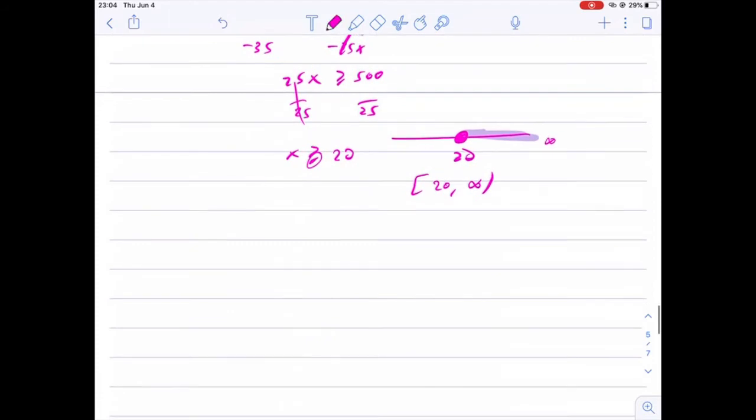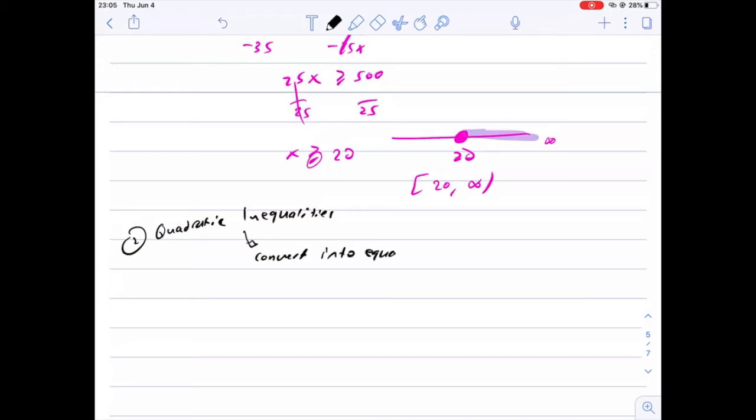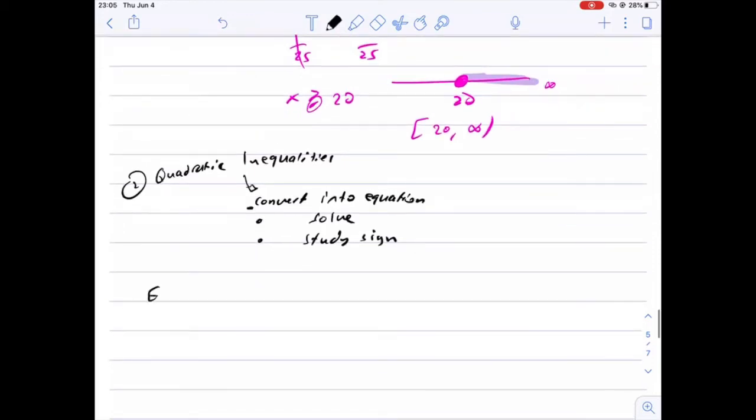Now, sometimes we deal with inequalities that involve quadratic expressions, so quadratic inequalities. Here the idea is that we need to convert this into an equation by just replacing the inequality symbol with equality, and then we solve, and then we study the sign. We make a sign chart. So how to do this? For example, if we want to solve the inequality x squared minus x minus 12 less than 0.